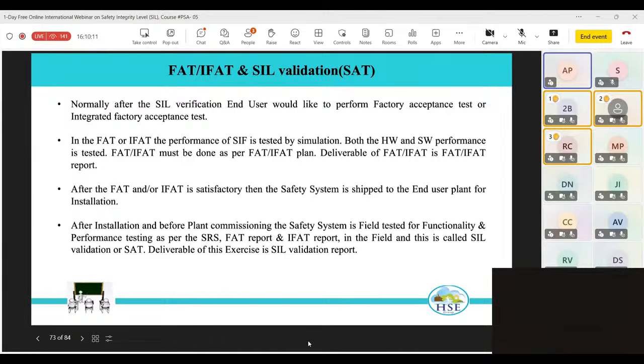So you know that FAT and IFAT are pre-installation tests before installing at a site. These are done in factory premises. Another thing is the SAT, site acceptance test. This test is conducted after installing the system at the site, and it is also known as validation. Whatever sensors you have used for integration purposes, whatever you have integrated, needs to be validated. Tests are performed at site, and the report has to be generated for that.